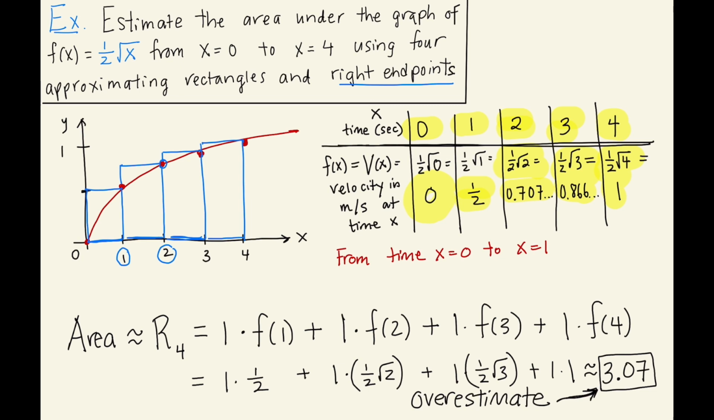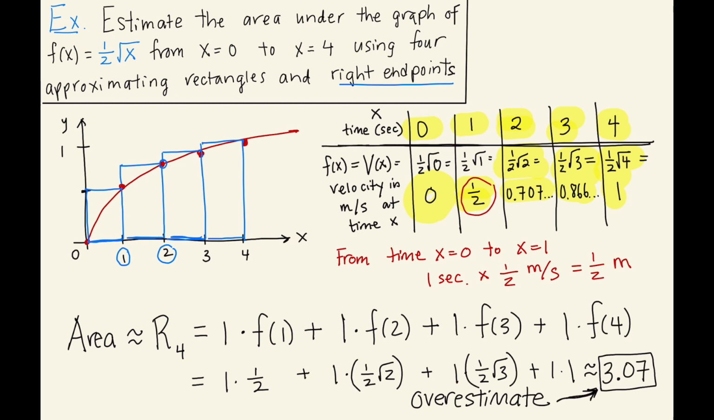Well, if I know that it was traveling at 1/2 meter per second at the end of the time interval, I could use that as an estimate for the velocity of my particle over the whole time interval. And then I could say, sure, 1 second times 1/2 of a meter per second would give me 1/2 of a meter. So I can estimate that this object traveled 1/2 a meter in the first time interval.